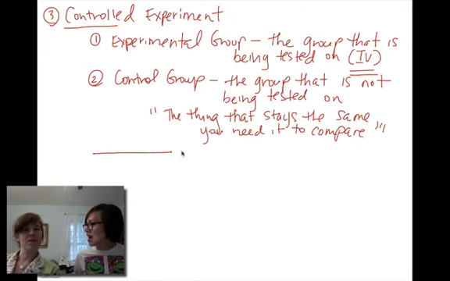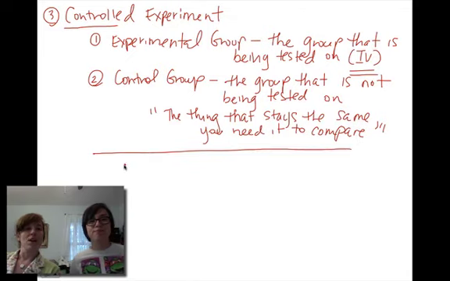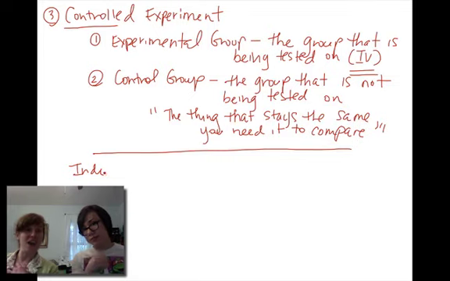All right, so now that we've talked about the two types of groups, let's talk about this weird thing, this IV versus the DV. Right. So variables are things that vary or things that change. And so your independent variable, which starts with an I, is very easy to remember because it is the variable that I change or that the researcher changes.